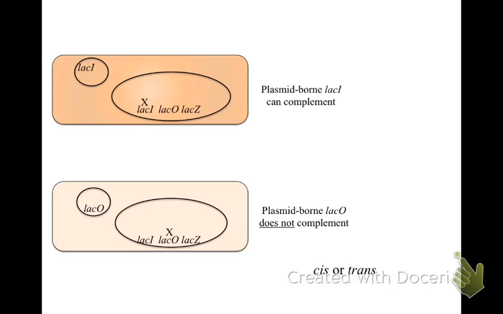So is that cis or trans? Well, let's look at these. The situation up here where we've got lac-I being able to complement tells us that lac-I can act in trans. It can be produced someplace else and have an effect elsewhere on the chromosome. So even though this is plasmid-borne, it still functions because that lac-I is binding to the lac operator region here.